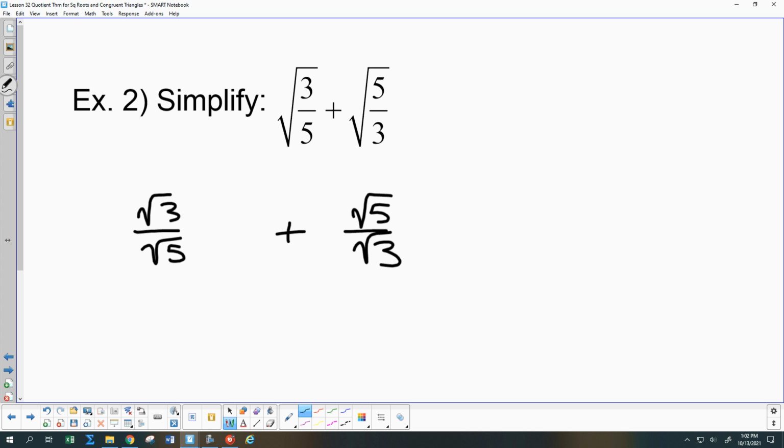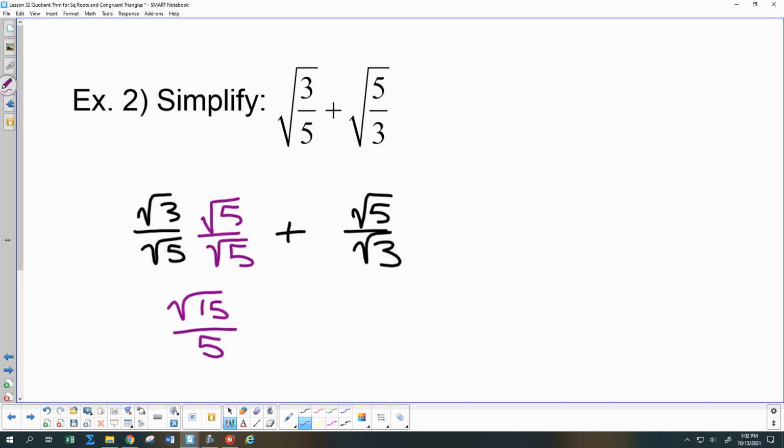Daniel, what should I multiply the first one by? Square root of 5 over square root of 5, so that we get root 15 over a regular 5, and I'm still going to leave some room. And what do I need to multiply my other one by, Elias? If I multiply the second one by root 5 over root 5, is that what I need?